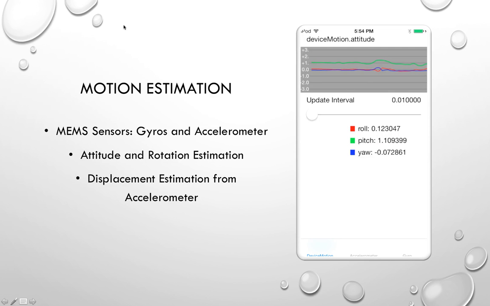After knowing how to present the AR view, we need to know the details of how to estimate the motions. Almost all smartphones have MEMS sensors, including the gyroscope and accelerometer. We can use the gyroscope to estimate the rotation matrix or the attitude, and use the accelerometer to estimate the displacement. Then we can calculate the Euler angles, like the roll, pitch, and yaw of the smartphone.